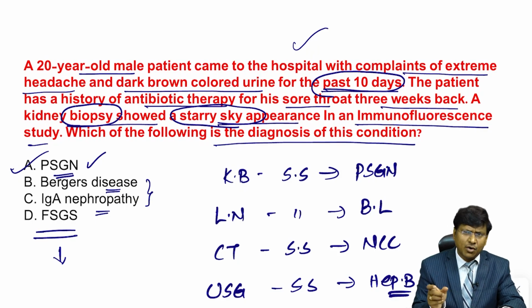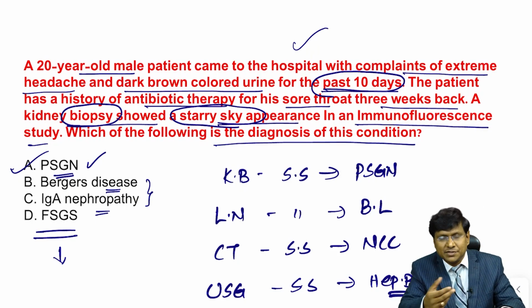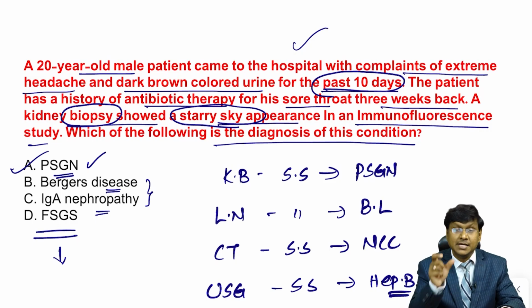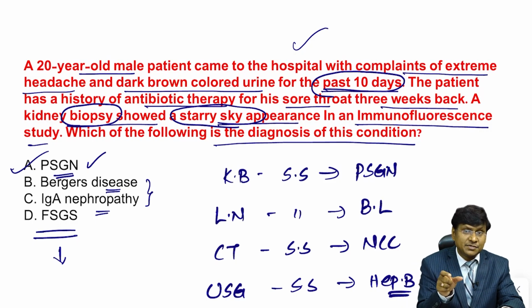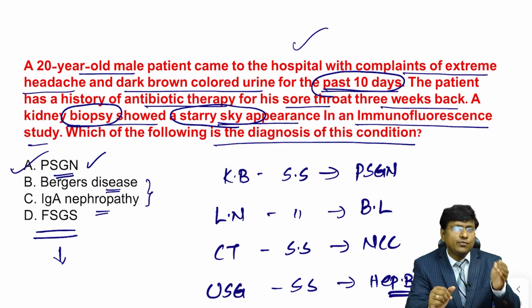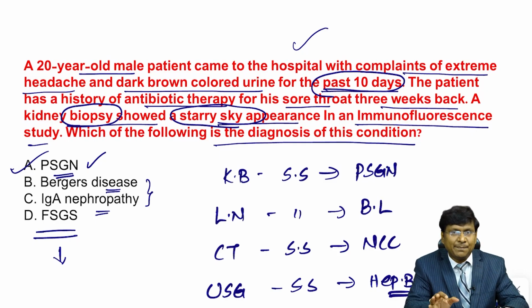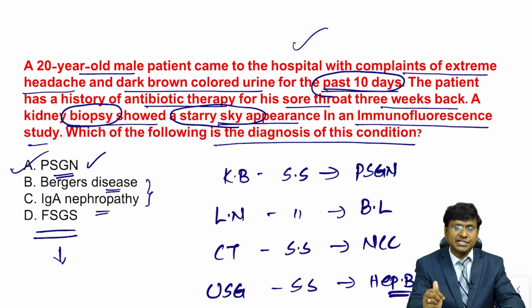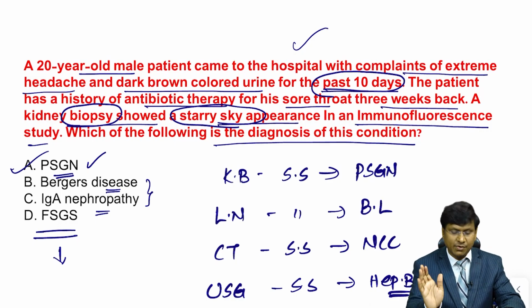But in IgA nephropathy also, they will have a past history of upper respiratory tract infection. But that infection will be there only 2 to 4 days back. So just 2 to 4 days back, there will be a history of upper respiratory tract infection in IgA nephropathy or Buerger's disease.